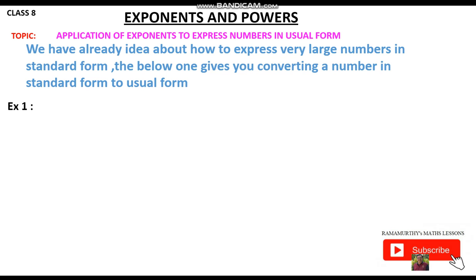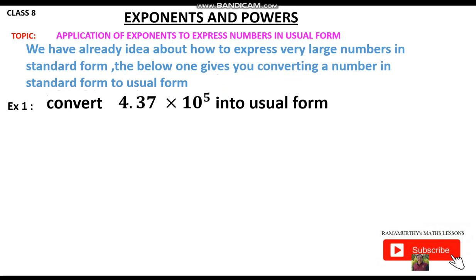Today we are going to learn about applications of exponents to express numbers in usual form. We have already learned how to express very large numbers in standard form. The below one gives you converting a number in standard form to usual form. Convert 4.37 × 10^5 into usual form.